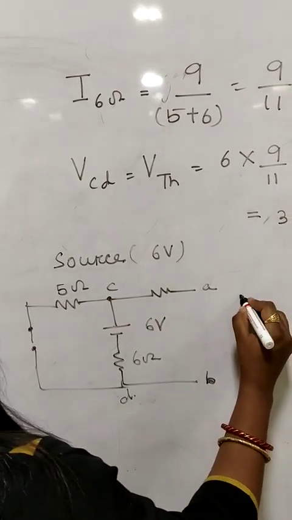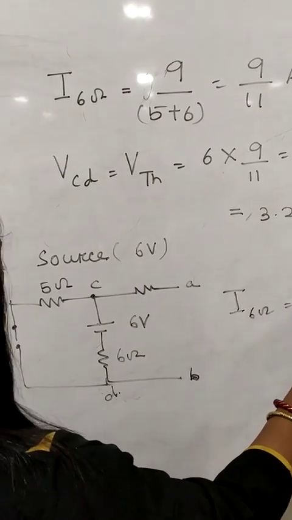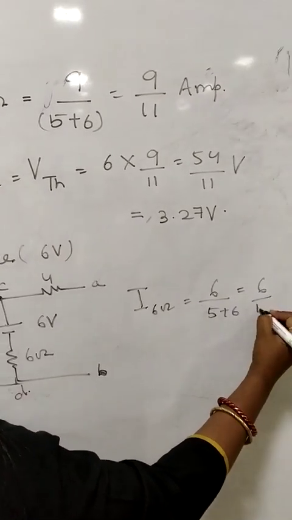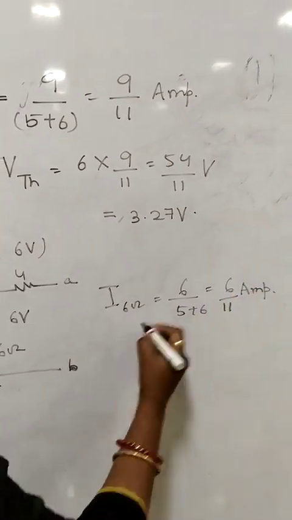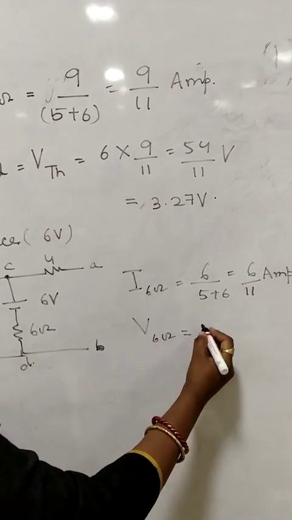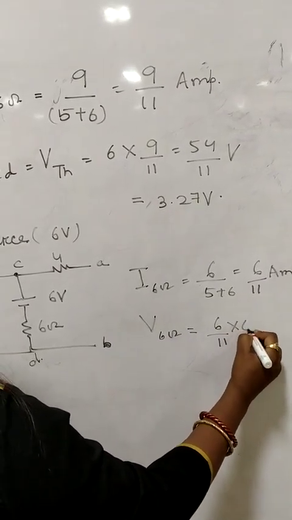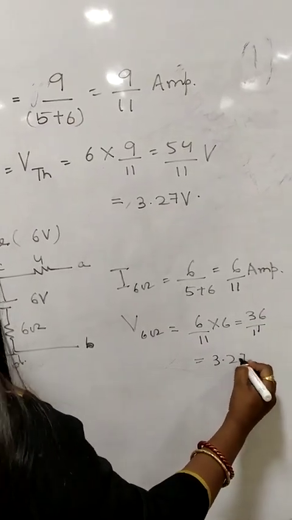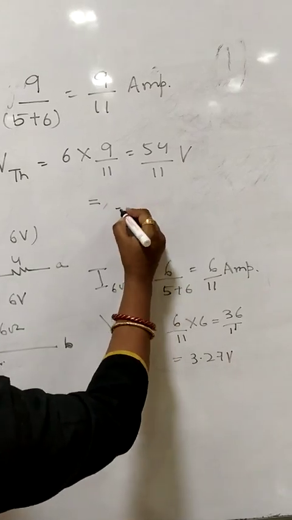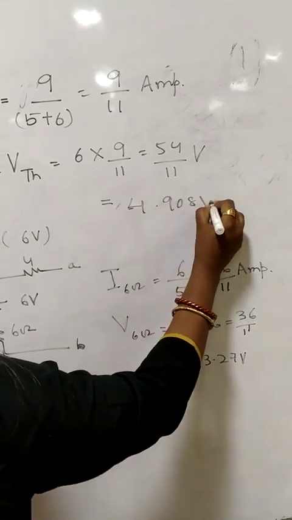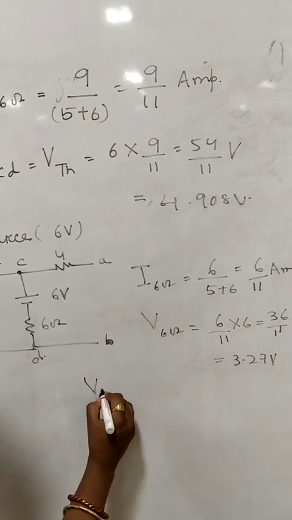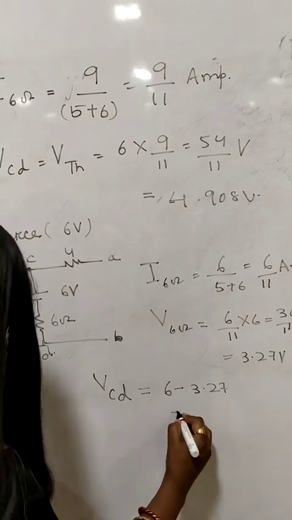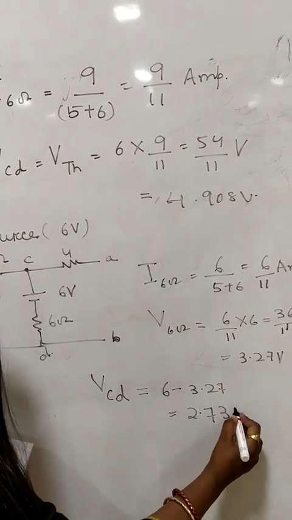The total current across 6 ohm will be 6 volt by 5 plus 6, that is 6 by 11 ampere. So the voltage across 6 ohm I will get as 6 by 11 into 6, that is 36 by 11, which is equal to 3.27 volt. Sorry, this is 4.908 volt. Now the net voltage VCD across this branch will be 6 volt minus 3.27, that is 2.73 volt.